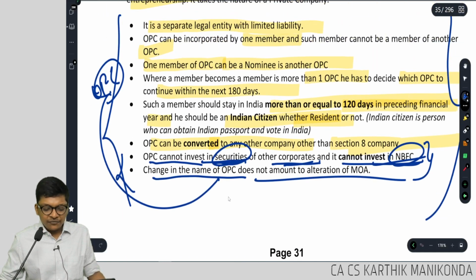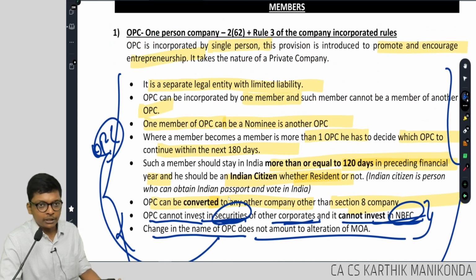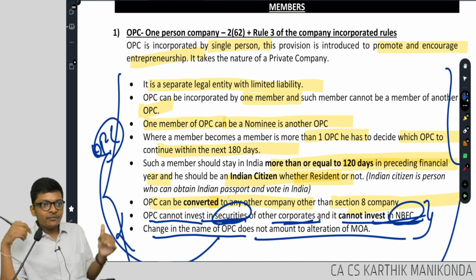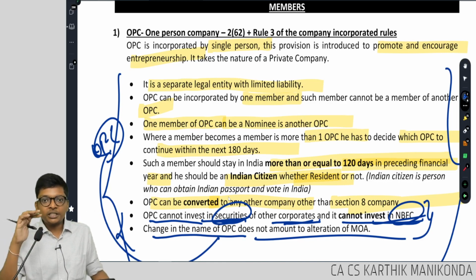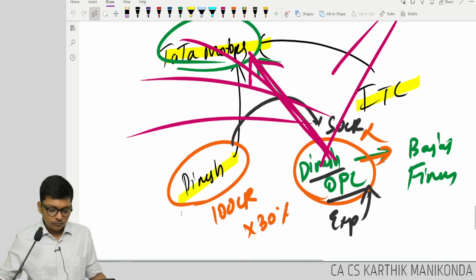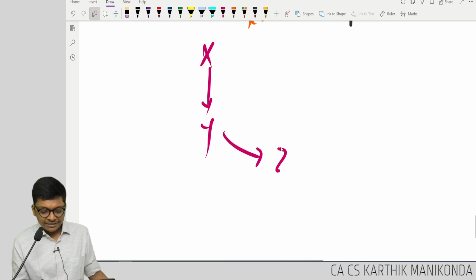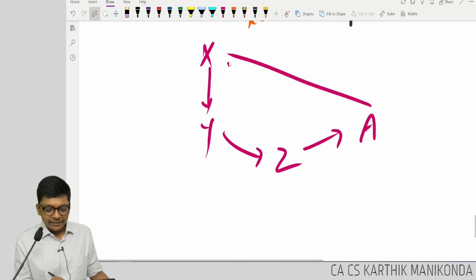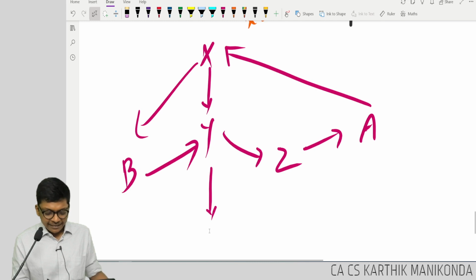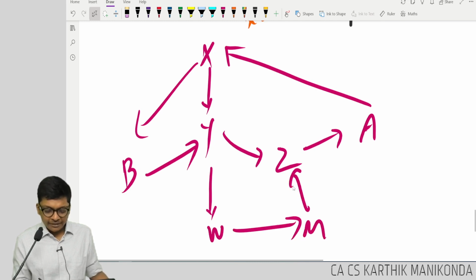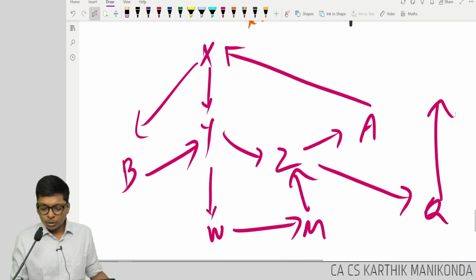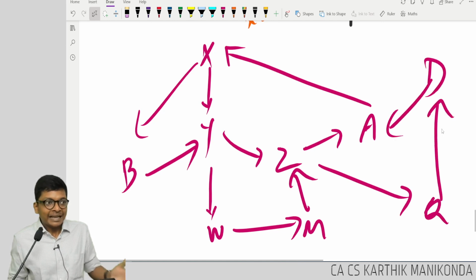If you take the ILFS scam, recently people are talking about it. If you take Adani itself, not a scam guys, but the report says Adani has so many investment dummy entities outside India just for the purpose of investment. It's like X will invest in Y, Y will invest in Z, Z will invest in A, A will invest in X, X will again invest in B, B will invest in Z, Z in W, W in M, M in Z, Z in Q, Q in D, D will again invest in A. Like this, they will create one chain.